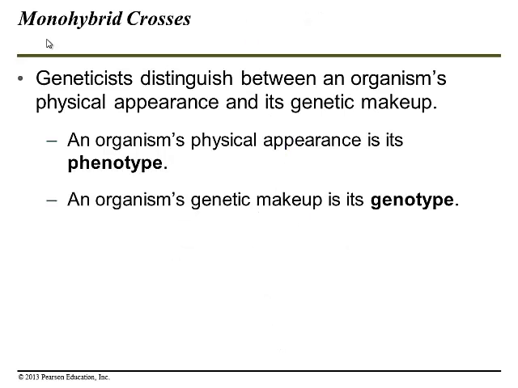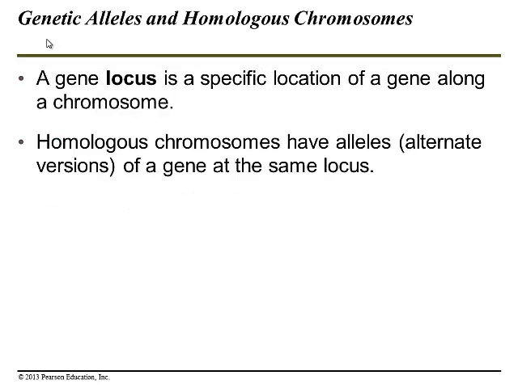So, they distinguish between an organism's appearance, what they look like, because I have brown eyes, yes? What I look like is what you see. What do we call that? That's your phenotype. An organism's genetic makeup is called their what? Genotype. So what's my genotype for eye color? I'm heterozygous, brown-eyed. I have a brown-eyed gene and I have a blue-eyed gene. But what's my phenotype? I have brown eyes.